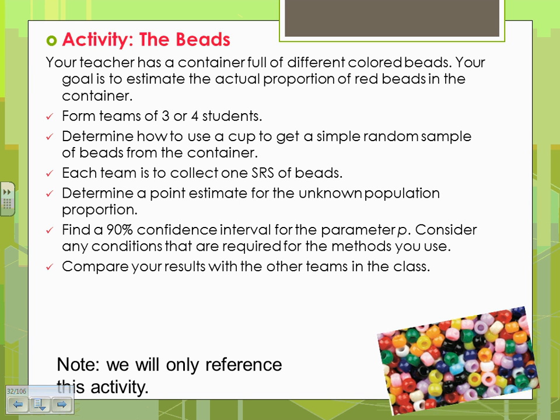Determine a point estimate for the unknown population proportion. So once you have that sample of beads, you could find the proportion of reds. From there, we want to find a 90% confidence interval for the parameter p. Consider any conditions that are required for the methods you use, and then compare your results with other teams in the class. So see how you think you might want to do this.